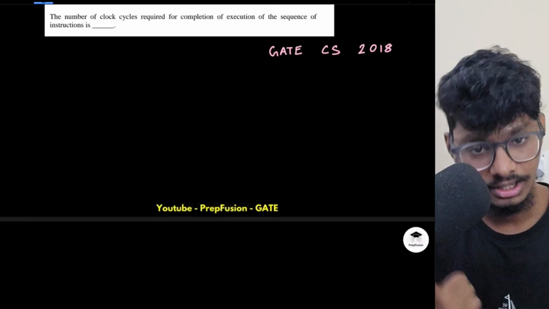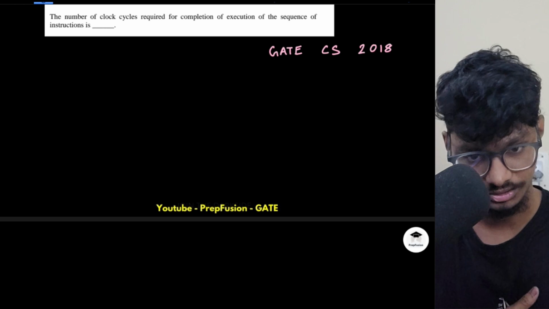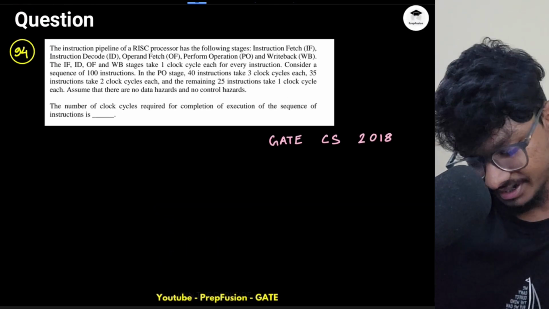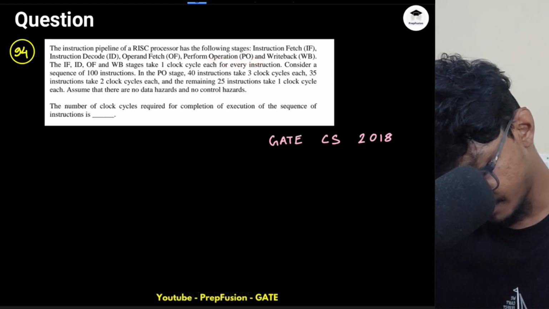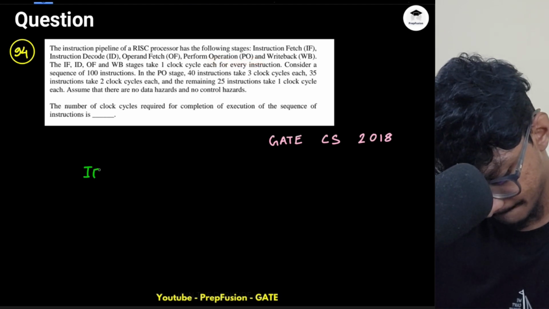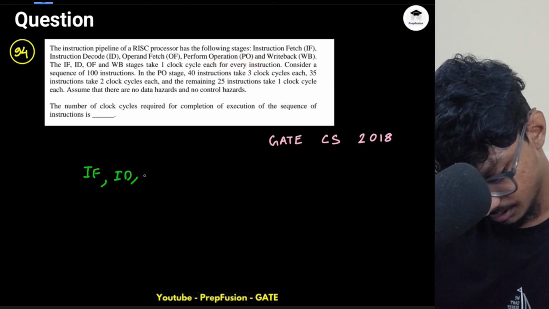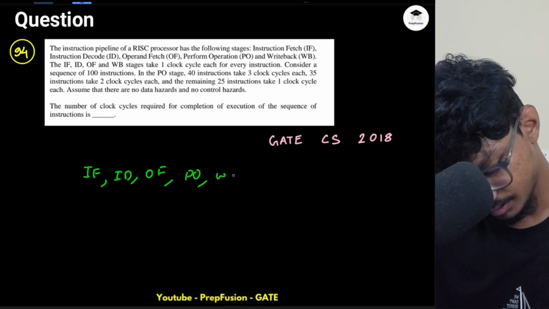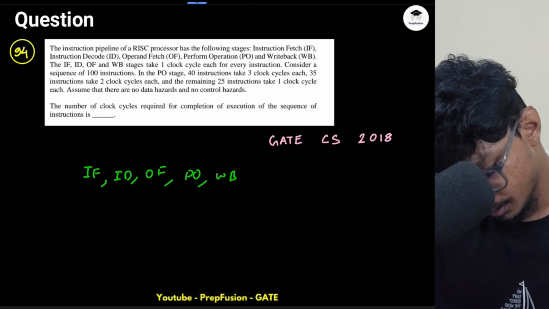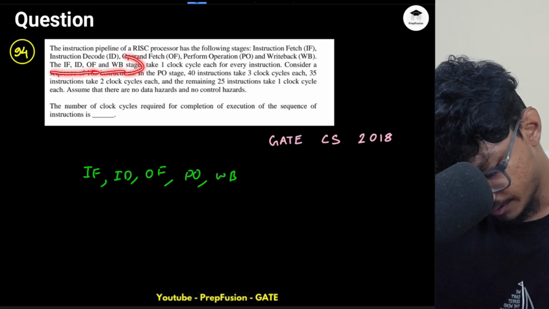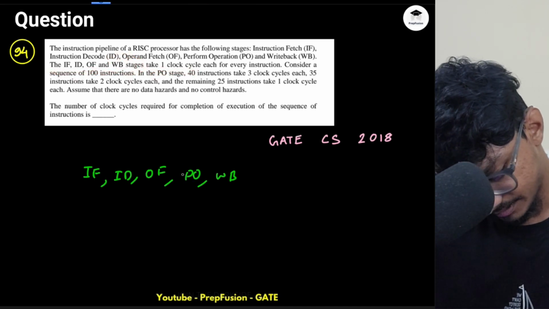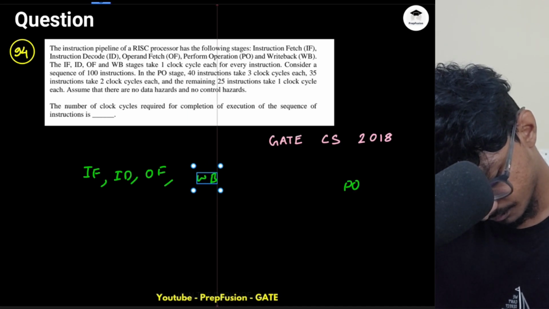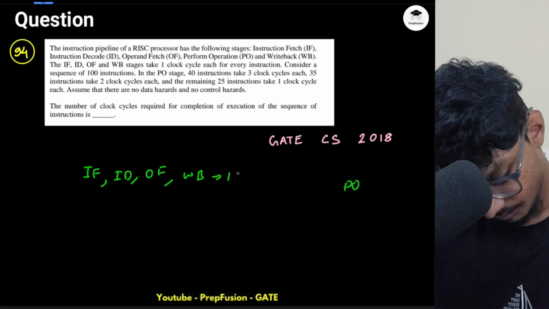So let's do this last question. What is this question? We have an instruction pipeline of a RISC processor that has the following stages: IF, ID, operand fetch, perform operation and write back. I have 5 stages. The IF, ID, OF and WB all take 1 clock cycle. So except the perform operation, everything takes 1 clock cycle only.